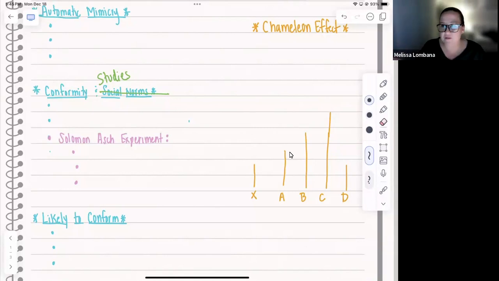Because if they would have done it from the beginning, like if you would have said, okay, looking at X, which one is the same? And they would have said C straight from the beginning, the guy would have been like, no, something's wrong with these people. But they didn't do that. They built that trust.